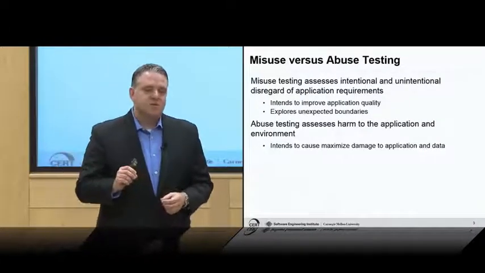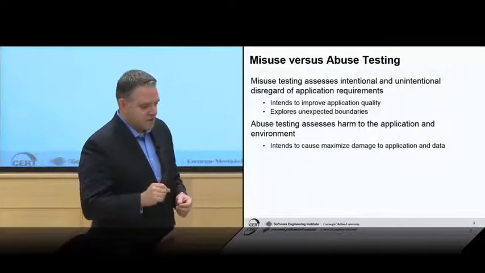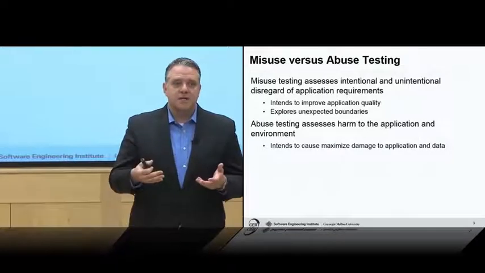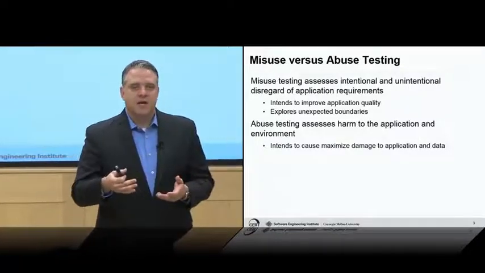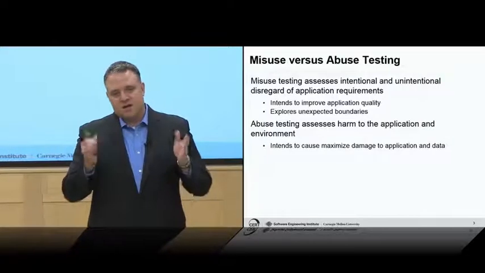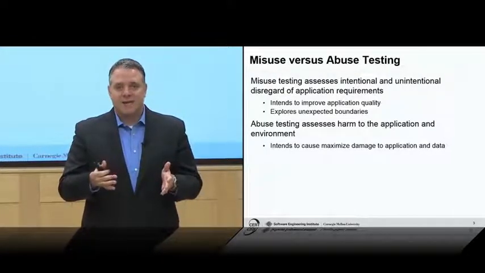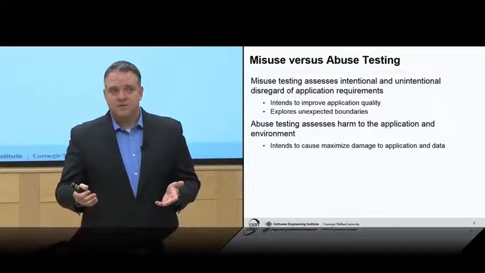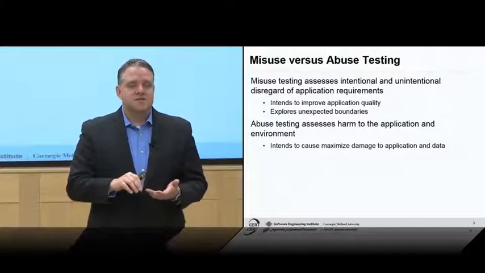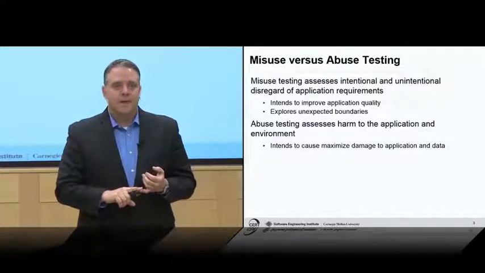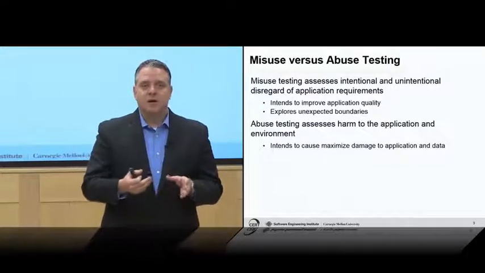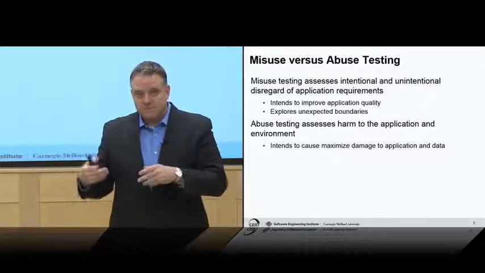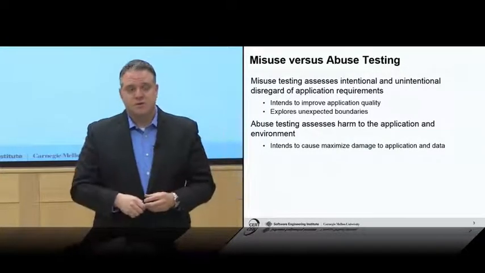There's a very fine line between misuse testing and abuse testing. Misuse testing, you're looking for perhaps intentional or unintentional disregard of application requirements, meaning, if you say username is restricted to 8 characters, a test case there might be, well, I put in something that is 16 characters. The intent of misuse case testing is to improve application quality and make sure that you address the cases where you have unexpected boundaries and manage the resulting, whatever the application does as a result of that.